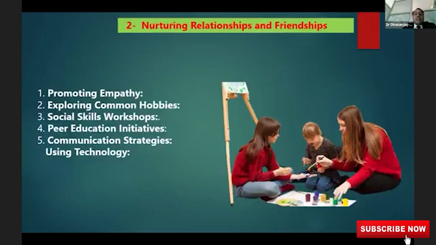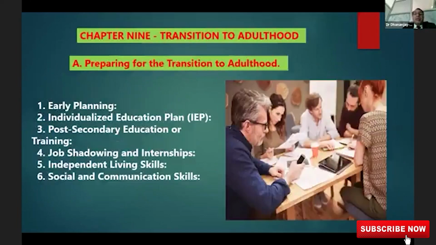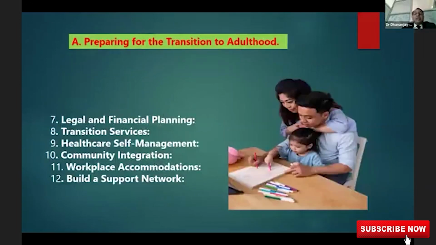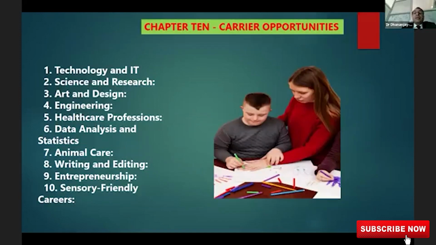fostering social skill, navigating social situations. Then transition to adulthood. This is very crucial for an autistic child. Prepare for the transition to adulthood: early planning, individualized education plan, post-secondary education or training, job shadowing and independent living skills, social and communication skills. Preparing for the transition to adulthood also needs legal and financial planning, transition services, healthcare self-management and community integration.